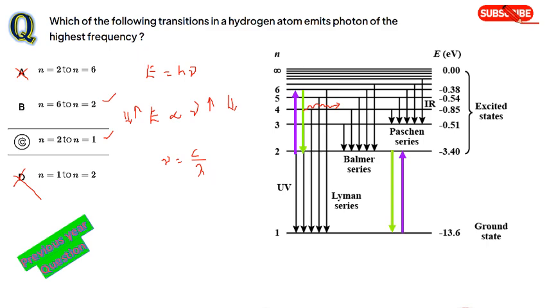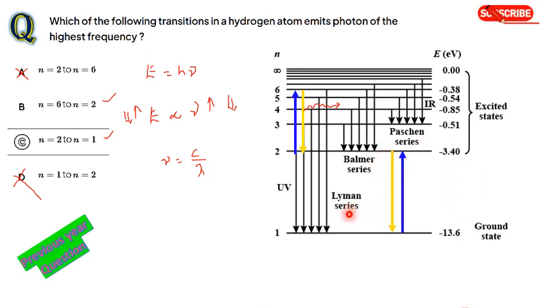Now, for the 6 to 2 transition, the release of energy here is the difference between 0.38 and 3.40, as you can see in this case. Next one is 2 to 1. This green color you can observe here, that transition is between minus 3.4 and minus 13.6. This energy difference is maximum, so the frequency is also maximum in this case.